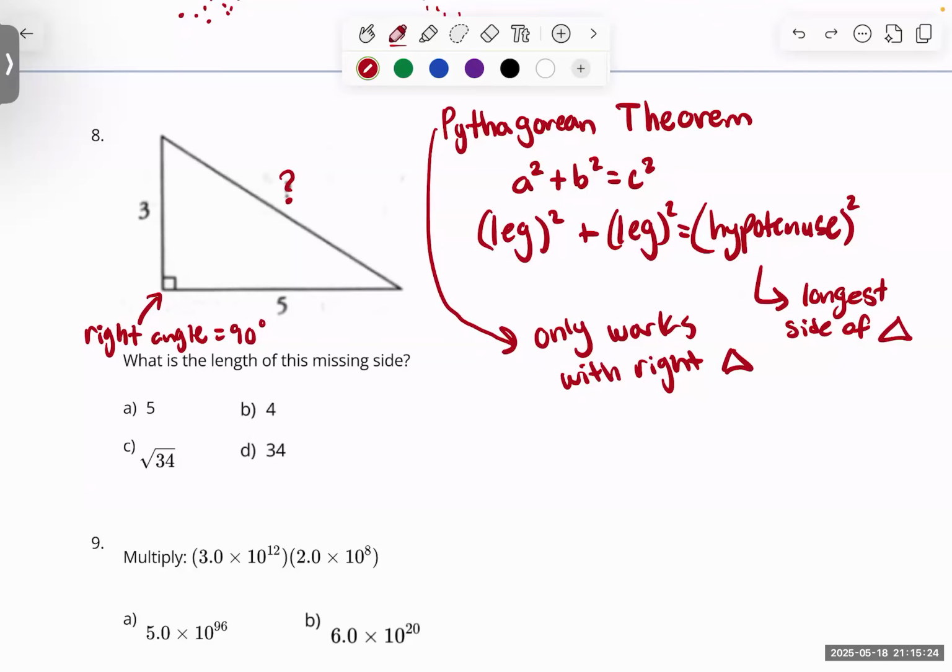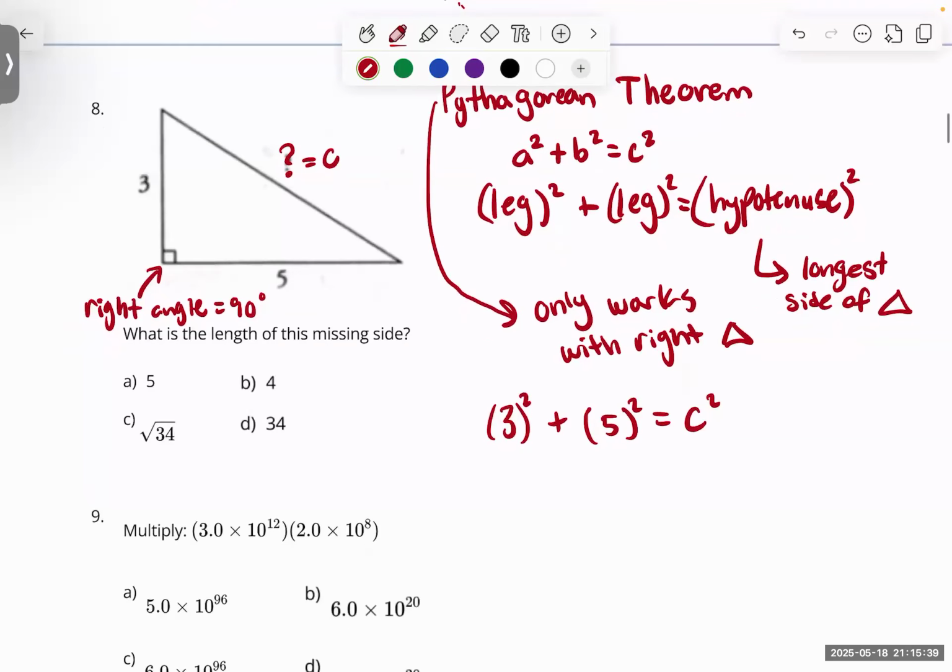So I'm going to go ahead and plug all these numbers into my known equation. 3 squared plus 5 squared equals C squared. I'm going to call this question mark C. So all we need to do is just solve for C. 9 plus 25, because 3 squared is 9 and 5 squared is 25, equals C squared. 9 plus 25 is 34, equals C squared.